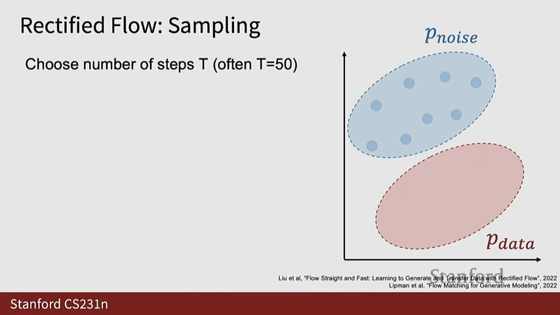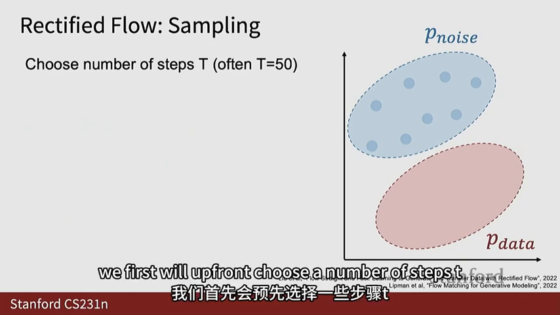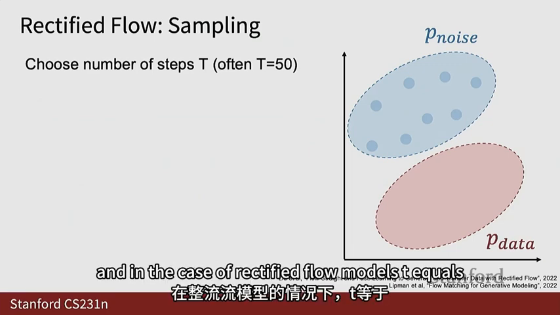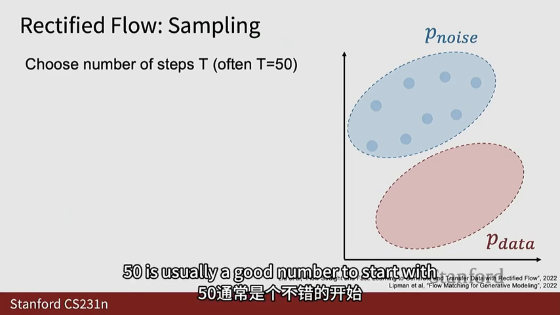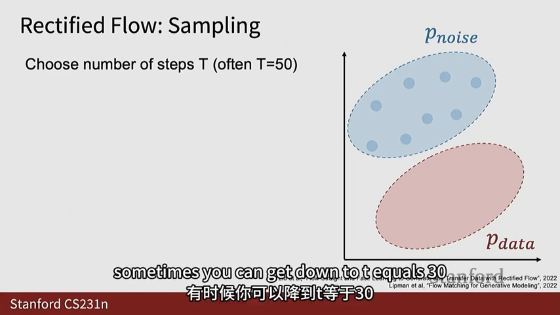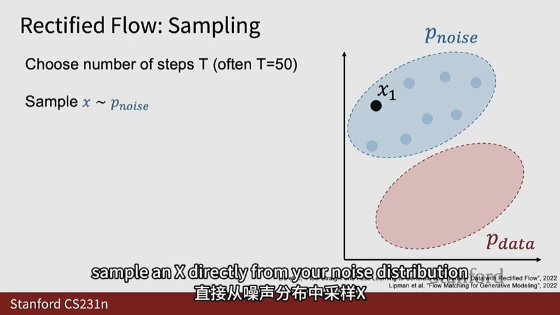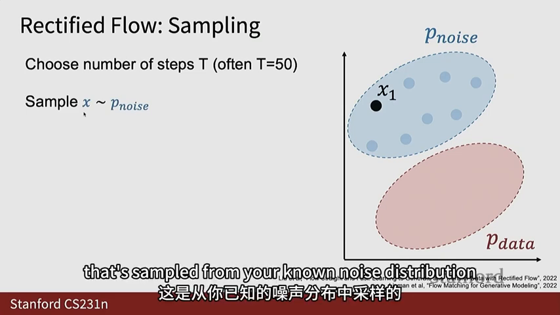At inference, we first choose upfront a number of steps, capital T, which is usually a fixed constant. In the case of rectified flow models, T equals 50 is usually a good number to start with. Sometimes you can get down to T equals 30, and that works okay. Then you're going to sample an x directly from your noise distribution. This is going to be pure noise sampled from your known noise distribution.